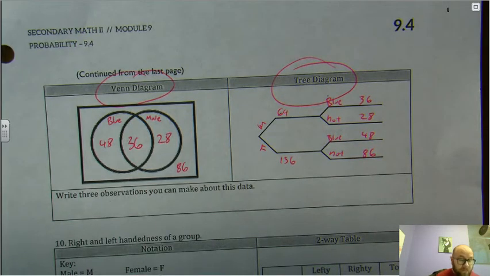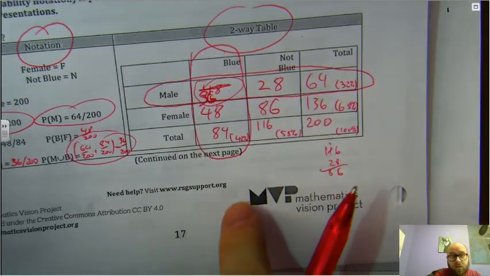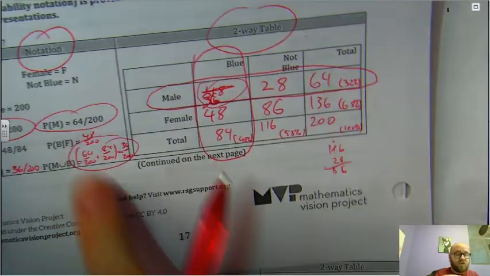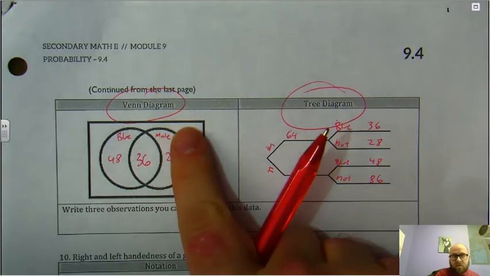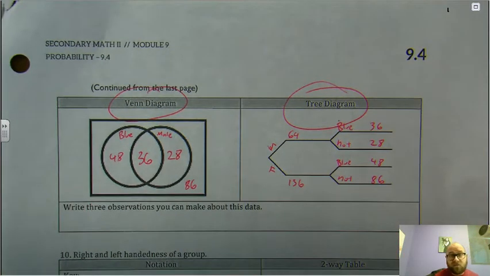Cool. I personally find the table to be the most helpful. The table is the way that my brain works the best. So constructing this table helped me finish off the notation, and it was critical in making the Venn diagram and the tree diagram. So I recommend trying to use the table first and foremost to start solving these problems.